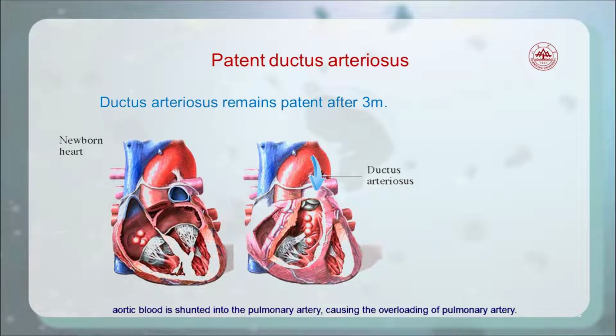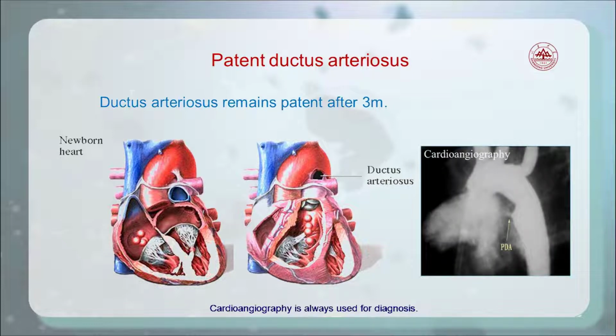Aortic blood is shunted into the pulmonary artery, causing the overloading of the pulmonary artery. Cardioangiography is always used for the diagnosis. A shunt from the aorta to the pulmonary artery can be seen clearly.